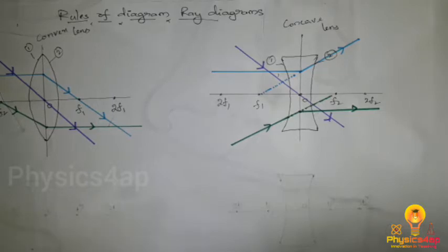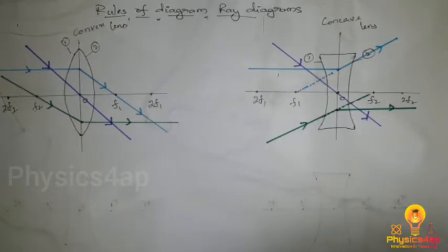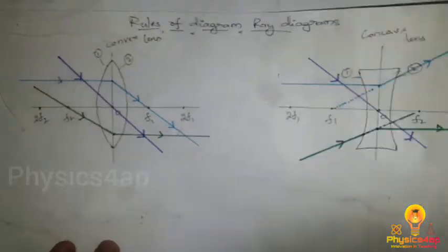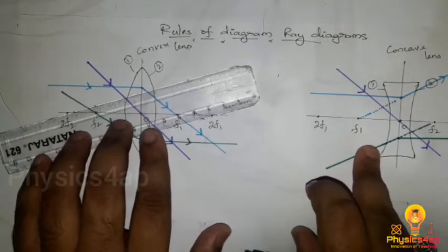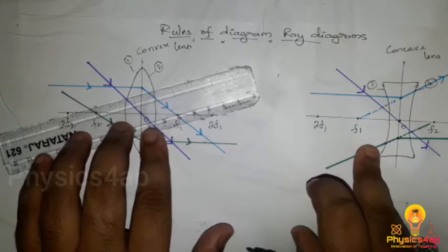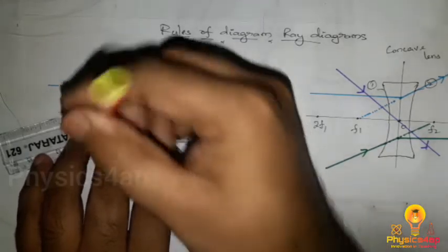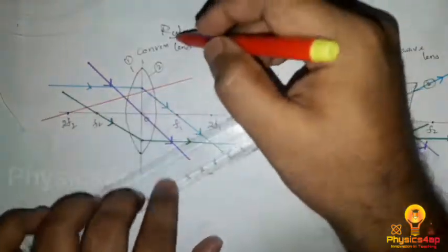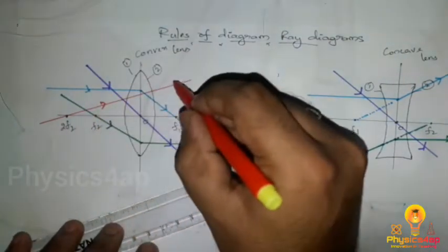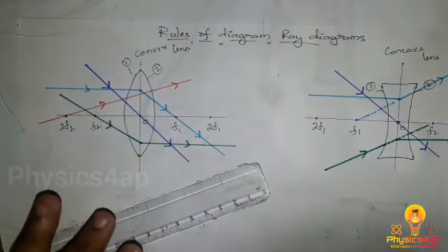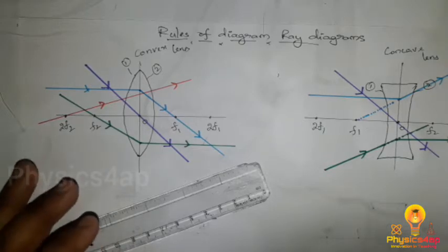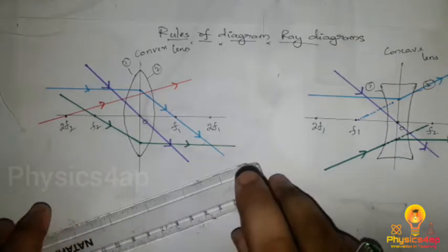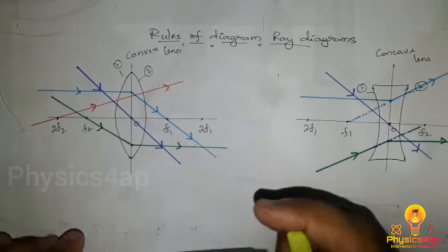And the last thing is when it passes through the center of curvature. Any light ray which passes through the center of curvature doesn't get deviated, so it passes in a straight line. That means there will be no deviation, as it acts like a normal over here. Is it clear? These are the rules for drawing the ray diagrams.